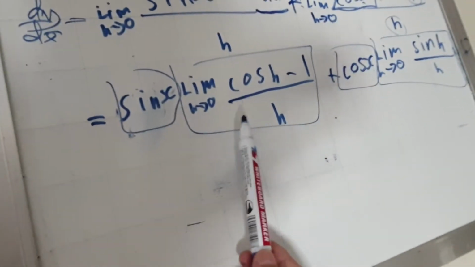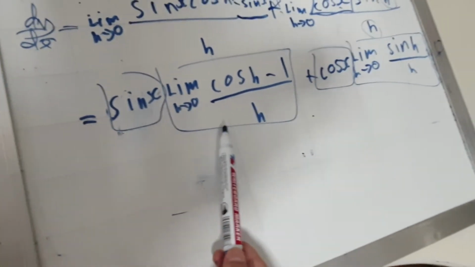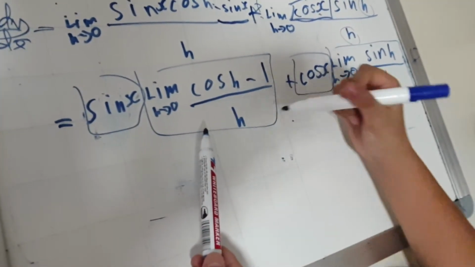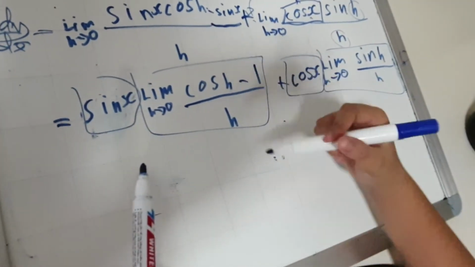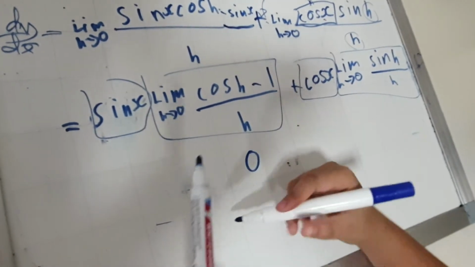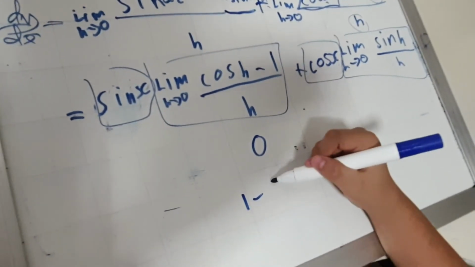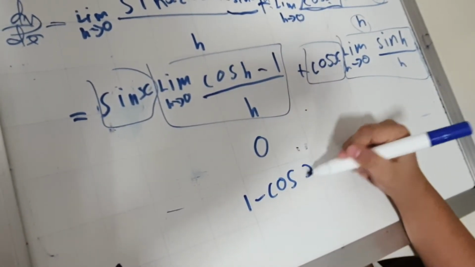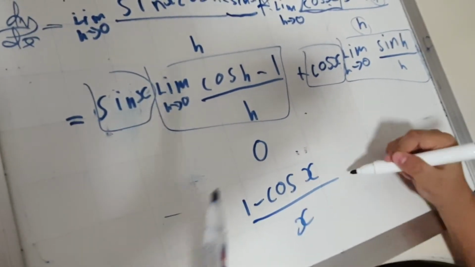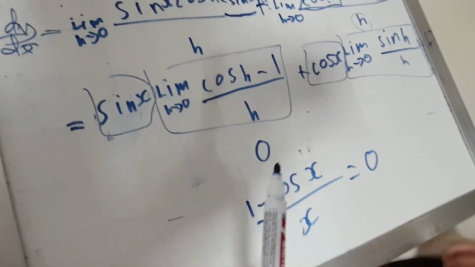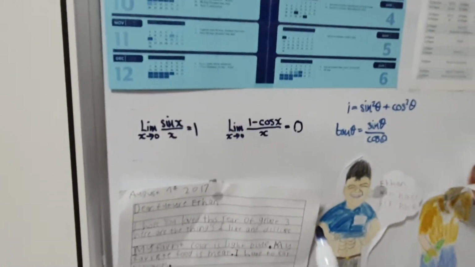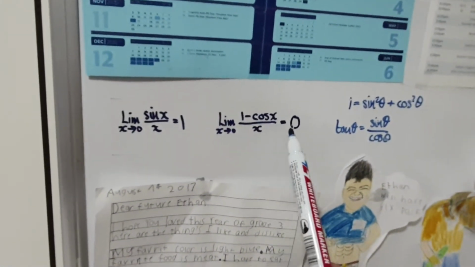Now, what is this? What's the limit of this? This is a famous limit. You might find this on his channel somewhere. But this limit actually equals 0. It's the same as 1 minus cos x over x, which equals 0. And Professor Ethan, being a true professor, if you look at his whiteboard, it's right there. It equals 0. Later on we're going to make use of this.